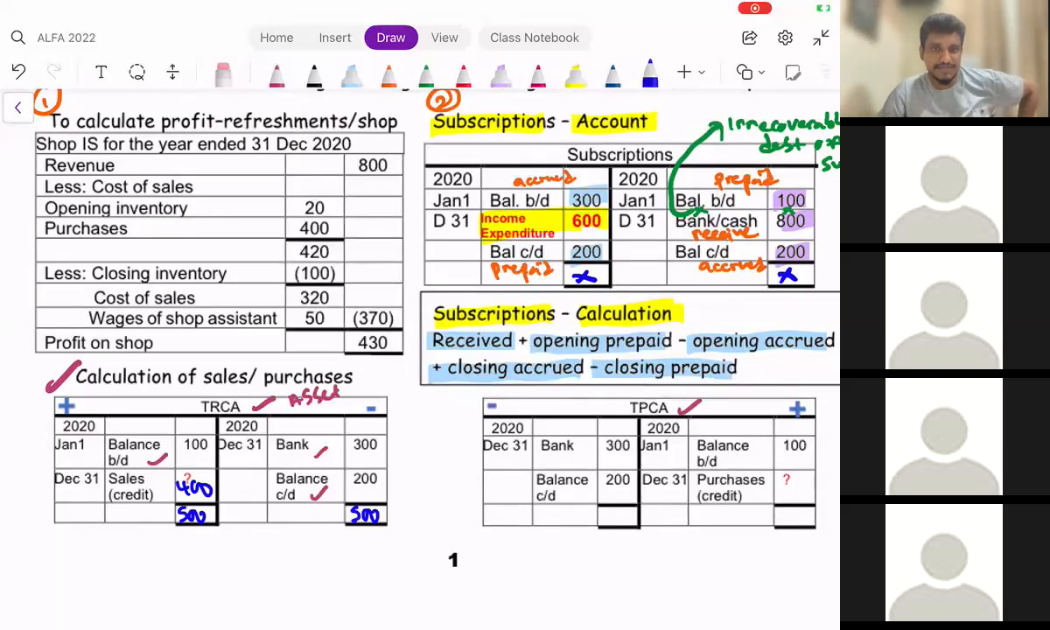$400. Very good. The total of this is 500, and 500 minus 100, you get 400.